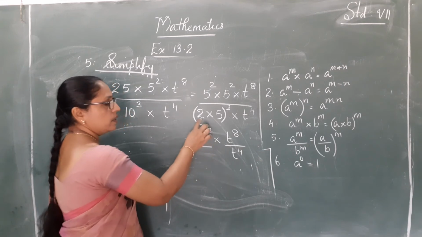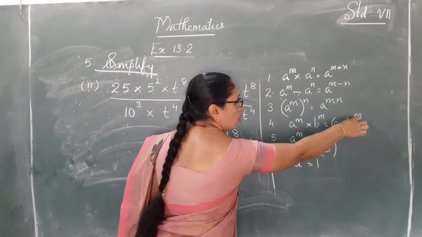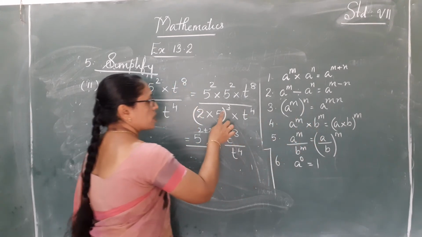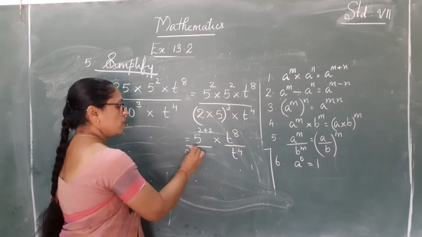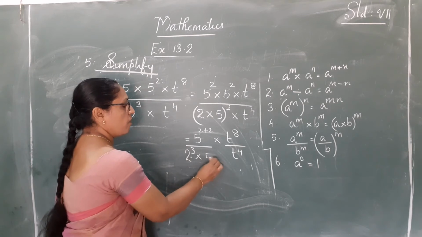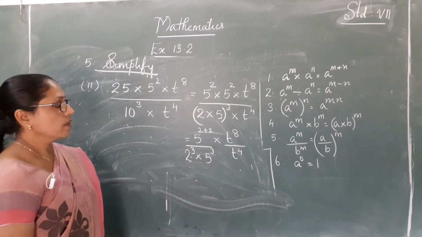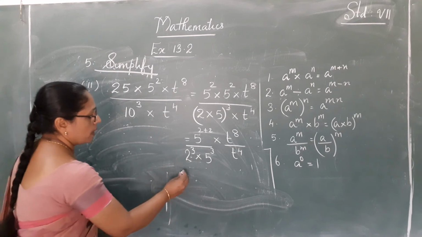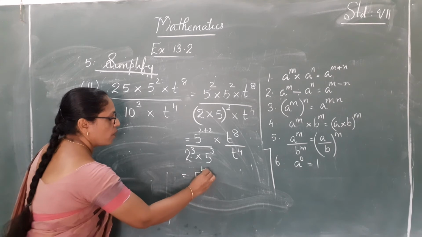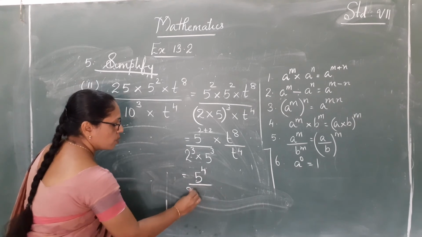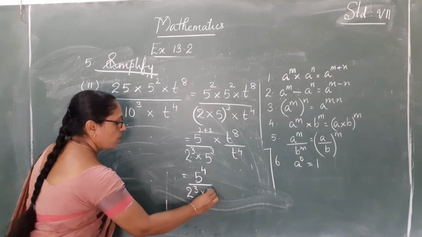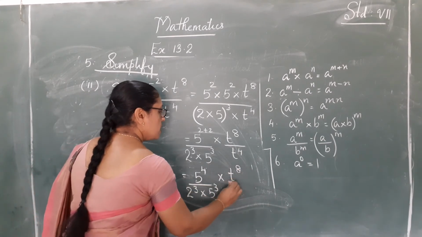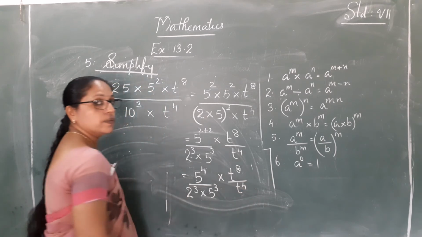group, upon. Now you see a into b the whole raised to m, so we can write a raised to m into b raised to m. So this can be written as 2 raised to 3 into 5 raised to 3. Okay, 2 raised to 3 into 5 raised to 3. So we get 5 raised to 4 by 2 raised to 3 into 5 raised to 3 into t raised to 8 by t raised to 4.